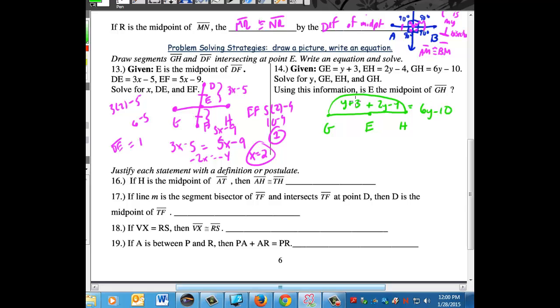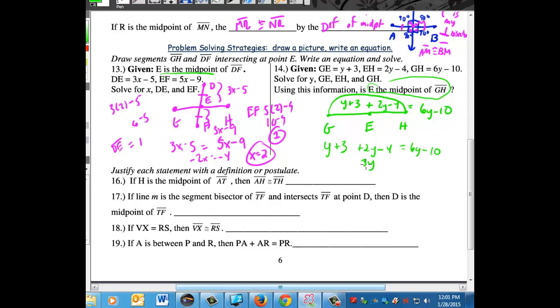Now this problem is different than problem 13. On problem 13, we were told that E is the midpoint. We're not told that here. We're being asked, is E the midpoint? So I can't set these two equal to each other because I'm not sure if E is my midpoint. So we're just going to use algebra. Y plus 3 plus 2y minus 4 equals 6y minus 10.